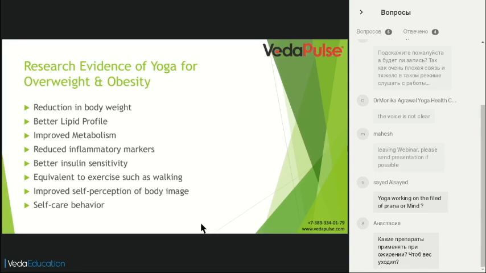It also improves metabolism, which is lowered in obesity and therefore, help in reducing weight faster.